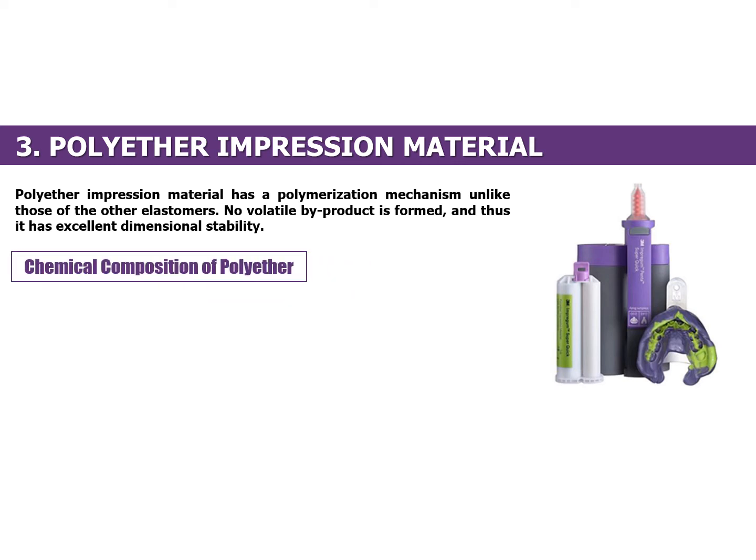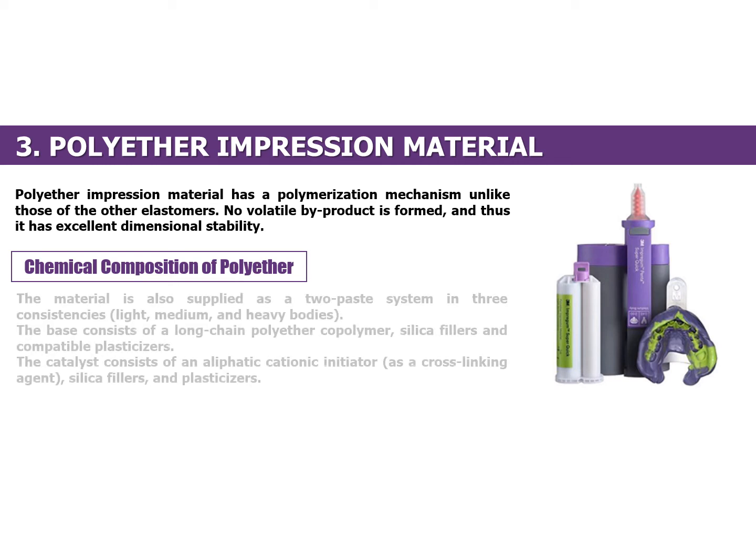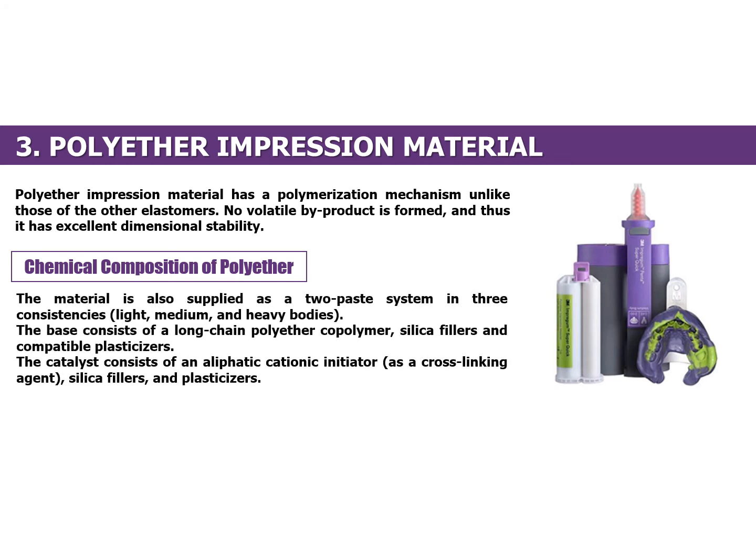Chemical composition of polyether. The material is also supplied as a two-phase system in three consistencies: light body, medium, and heavy body. The base consists of long-chain polyether copolymer, silica fillers, and compatible plasticizers, while the catalyst consists of an aliphatic cationic initiator, silica fillers, and plasticizers.